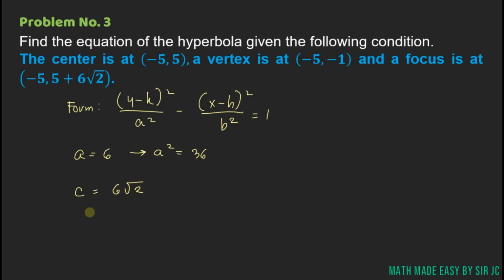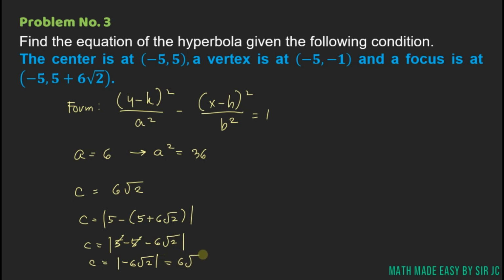Also, you can find it by getting the difference. This is the formula: c equals the absolute value of 5 minus 5 plus 6 square root of 2. The 5 and negative 5 cancel, and we have the absolute value of negative 6 square root of 2. And that is 6 square root of 2, positive. That is why our c is 6 square root of 2.